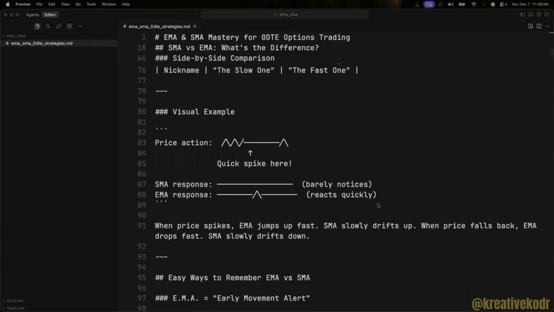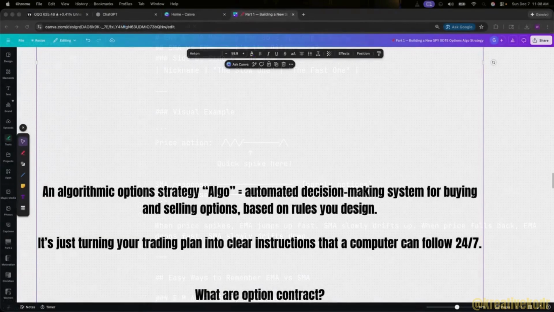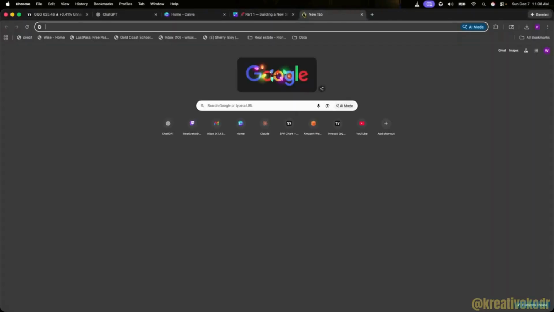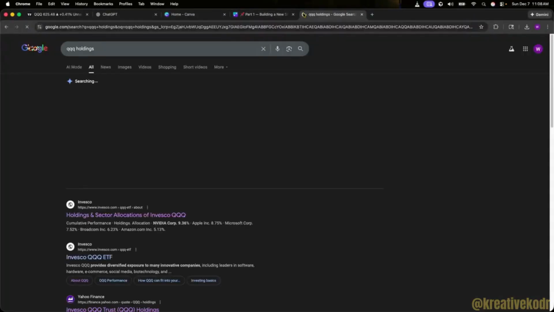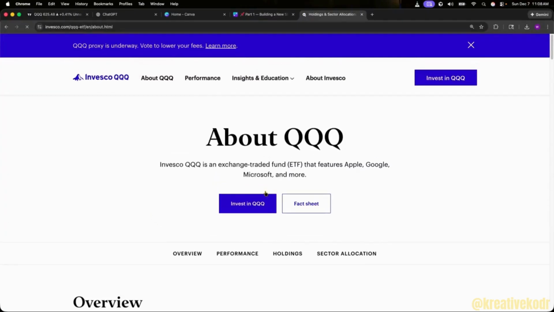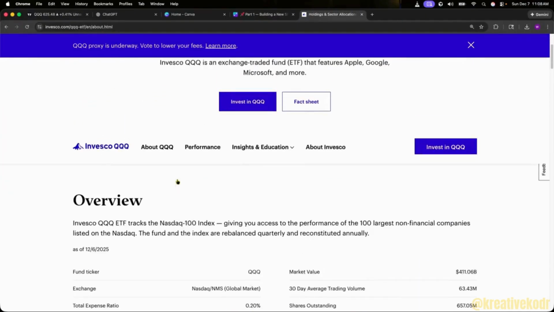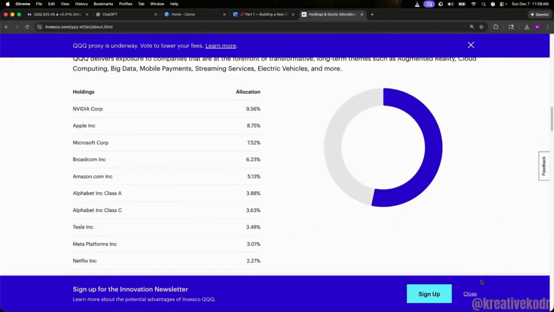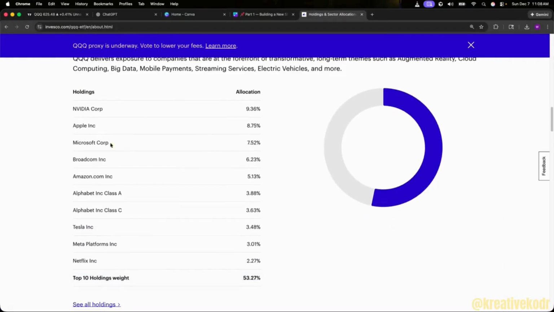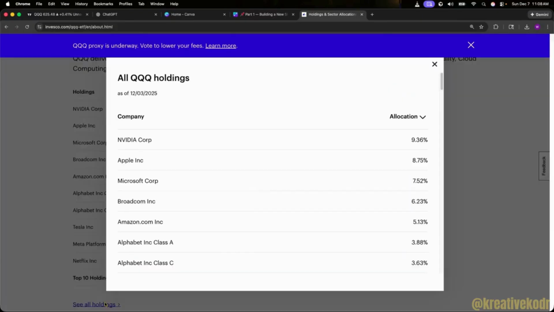So, a visual representation. This is the price action. We're going to call this QQQ. Remember, QQQ is the top 100 tech companies within the NASDAQ. Let's go look at a few of their holdings real quick, right? So we can really understand QQQ. QQQ holdings. All right, so here's some of their holdings. Here are some of the top 10 holdings. Let's just look at all the holdings, right?